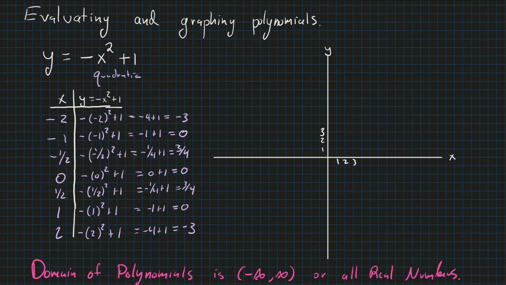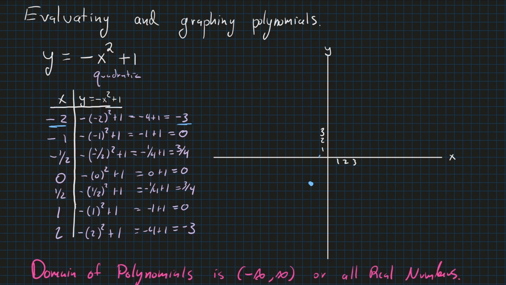So now we are starting to plot the points. So we have the point negative 2, 3. So we come down here to negative 2. So negative 1, negative 2, negative 3. So we have this point there. That is the point negative 2, negative 3.